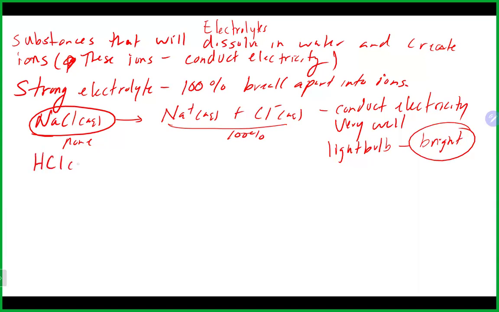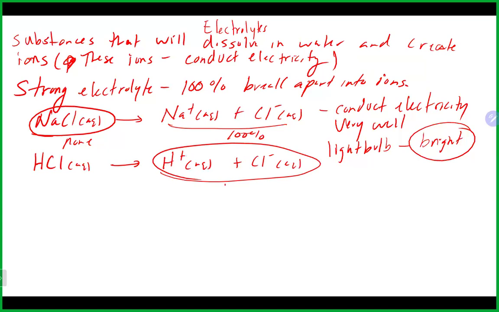If you have something like hydrochloric acid, which is a strong acid in solution, it also will 100% break apart into a hydrogen ion and chloride ion. And once again, you will have none of these still present. So again, if you took that same apparatus with the light bulb and stuck the electrodes into your hydrochloric acid solution, it again will shine very, very brightly because it's going to be able to conduct electricity really, really well.